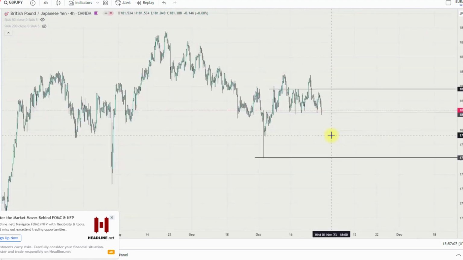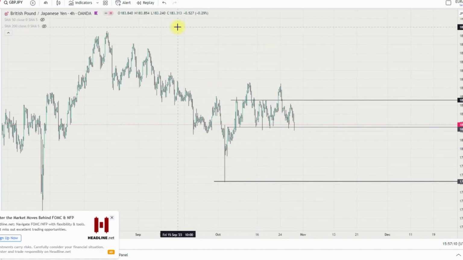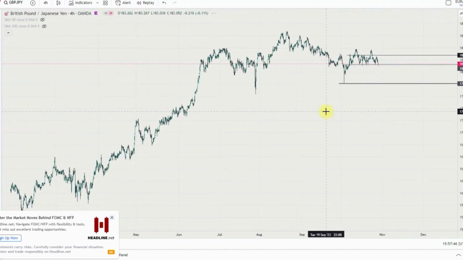Another pair I'm looking at is GBP JPY. At this level it is still consolidating. So I'm still waiting for the price to make its way to the downside or to the upside, but the high probability I'm looking at is to the downside, for price to break this level and then come back to retest this demand level at 178.192, 178.128. So let's see how it goes right here.